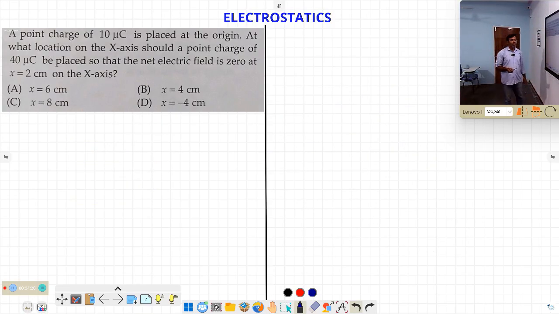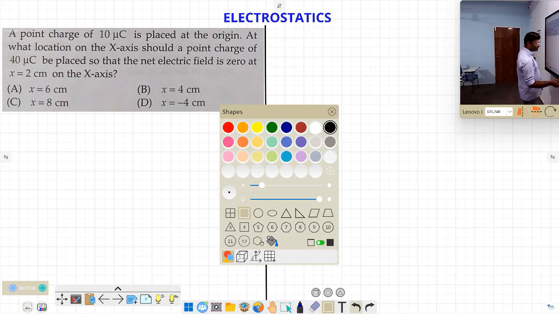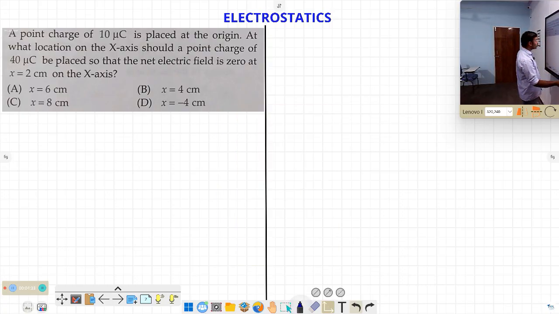Now the next question is related to the net electric field concept. In this case, they have given charges located as described in the question. The question says: a point charge of 10 microcoulombs is at the origin, that means in the coordinate system.